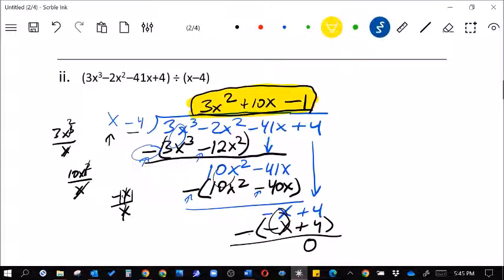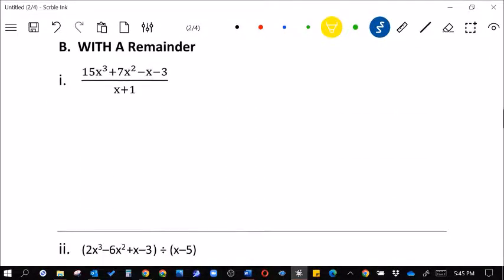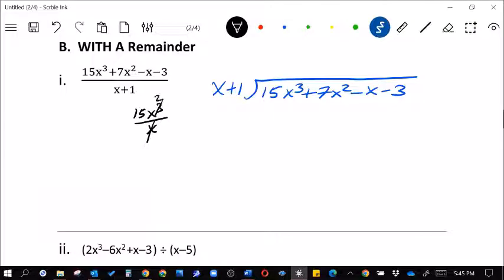Now we need to look at what happens when we have a remainder. So let's take a look on the next page, and we have a couple of them with remainders. So let's walk through doing x plus 1, 15x cubed plus 7x squared minus x minus 3. So I need to do 15x cubed divided by x. Well, that's just making that square. So that means I need a 15x squared up here.